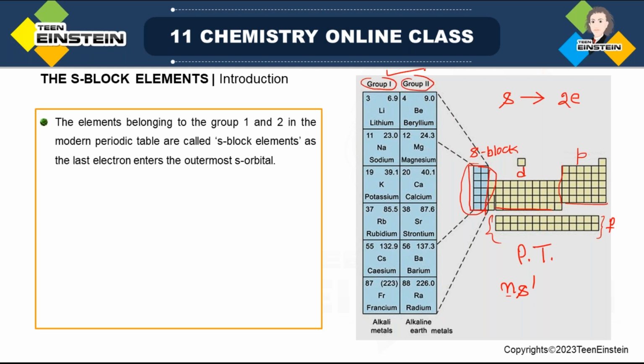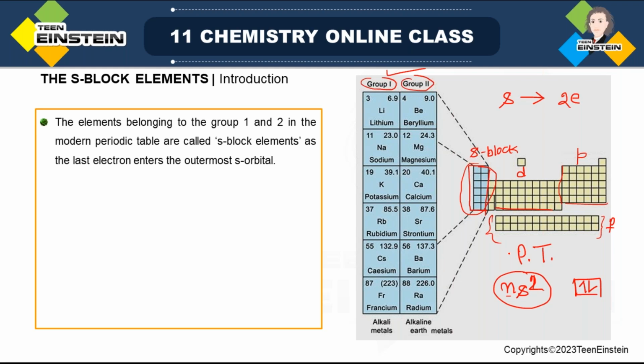Then you add one more electron. Now there are a total of 2 electrons, so the maximum capacity is reached. When maximum capacity is reached, it is ns2, and now we are getting group number 2. This is the reason why we have only two groups: the maximum capacity of electrons in S block is 2. So this is the reason why two groups, why not more than that.